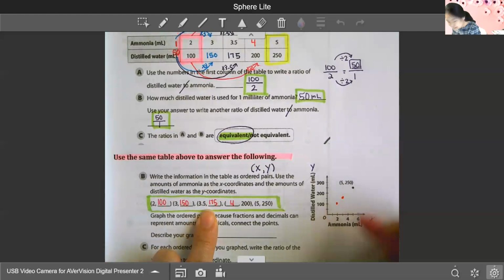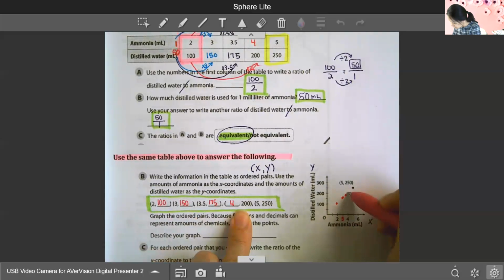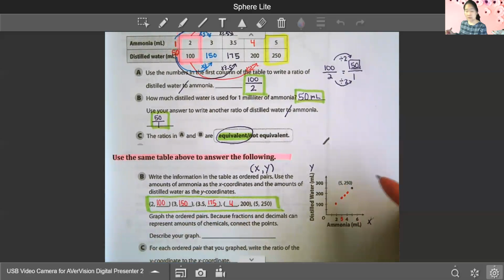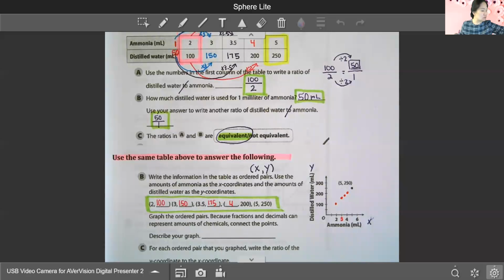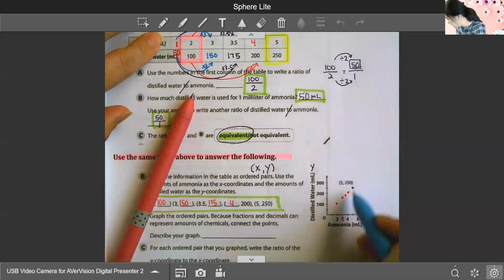Now, this one is a little bit hard to graph. So here's 3, and here's 4. So 3 and 5/10 is right in between, and then go all the way up to 175. So right about there. Okay, 150 and 200, so 175 is in between. 4, 200, 5, 250 is already there. And then you're going to connect them as a straight line.